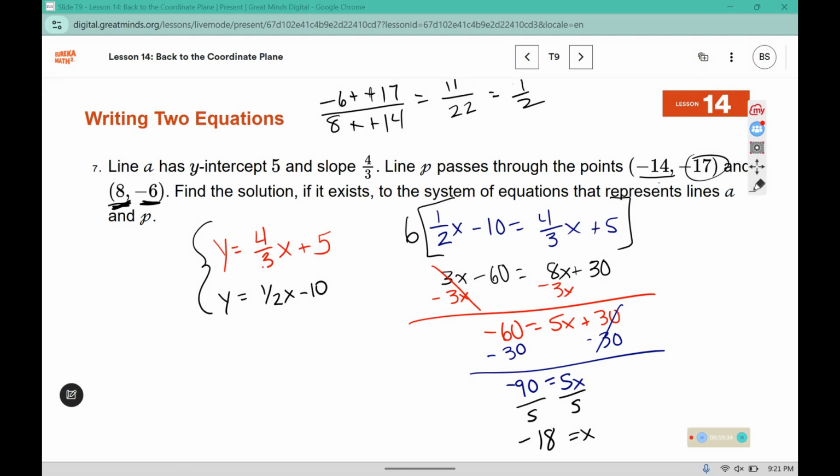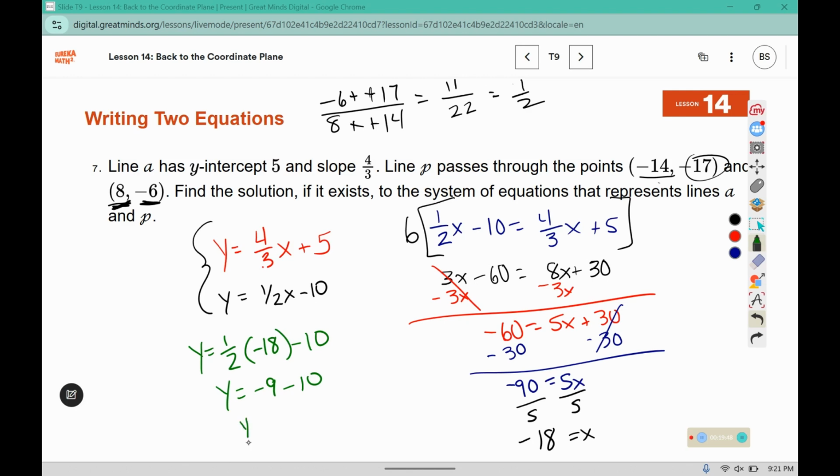And I get x is negative 18. But we need to plug it back in to solve it for y. Half of negative 18 is negative 9. Negative 9 minus 10 is negative 19. So the coordinates for where these two lines intersect is (-18, -19).